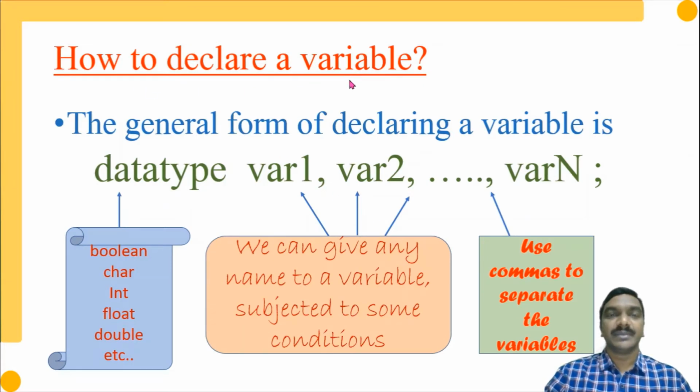How to declare a variable? How can you declare a variable? Here a variable can be declared like this, this is the general form of a variable declaration. Data type, you should write the data type. What is a data type?